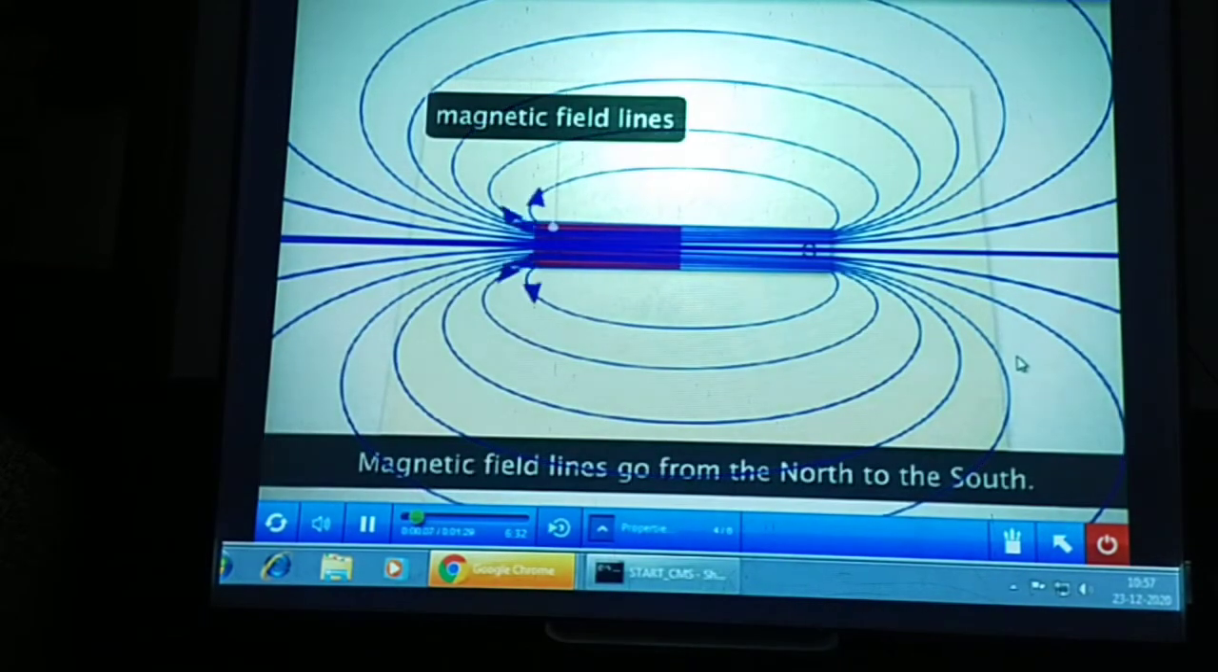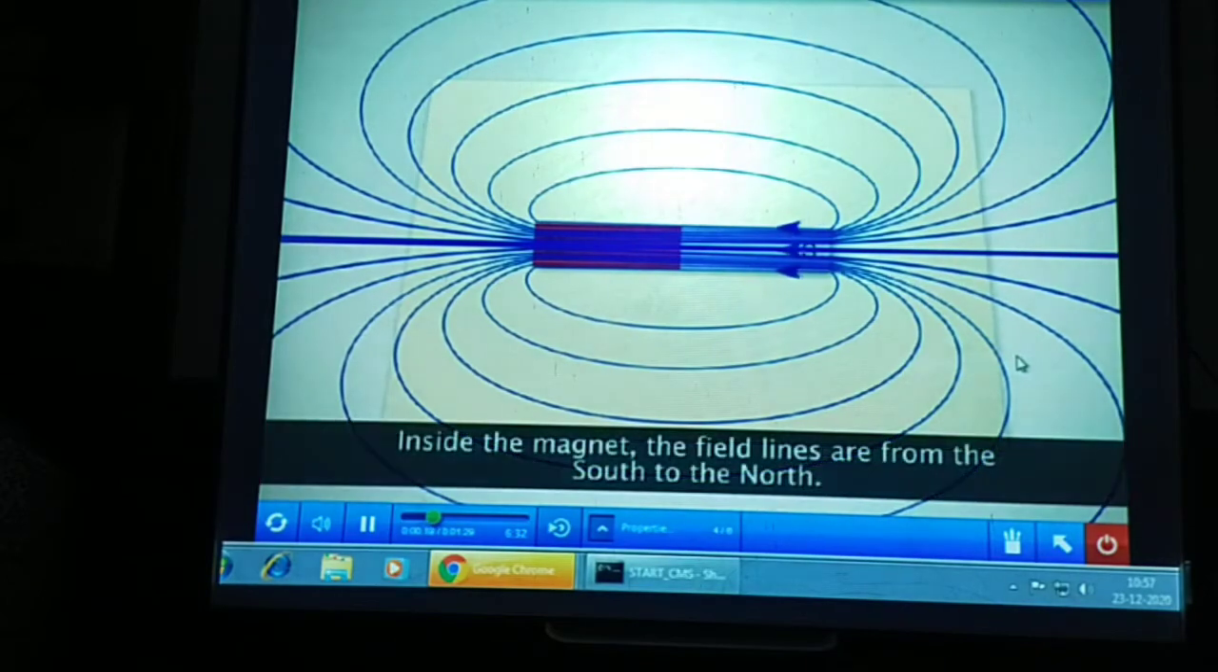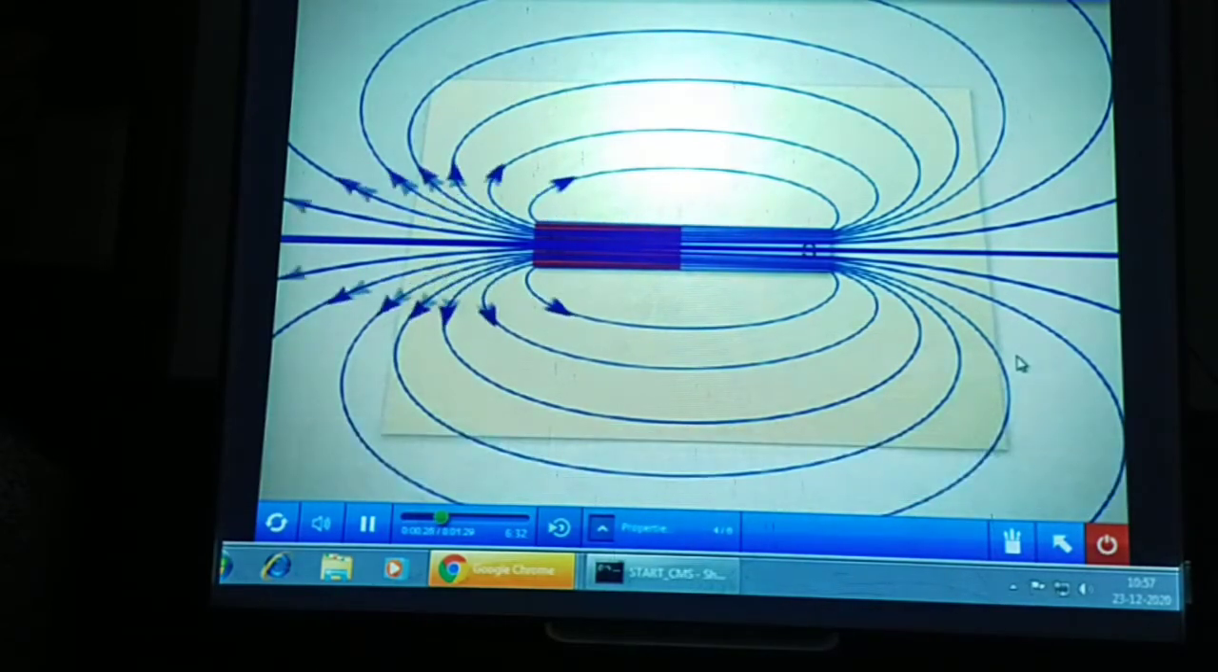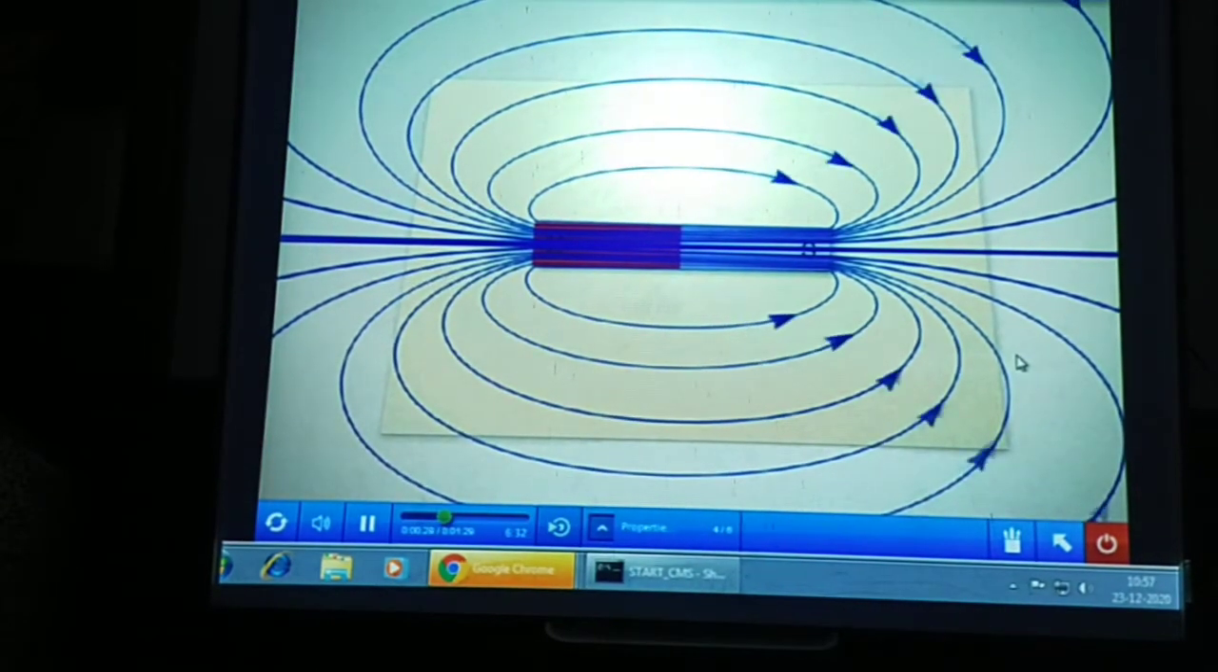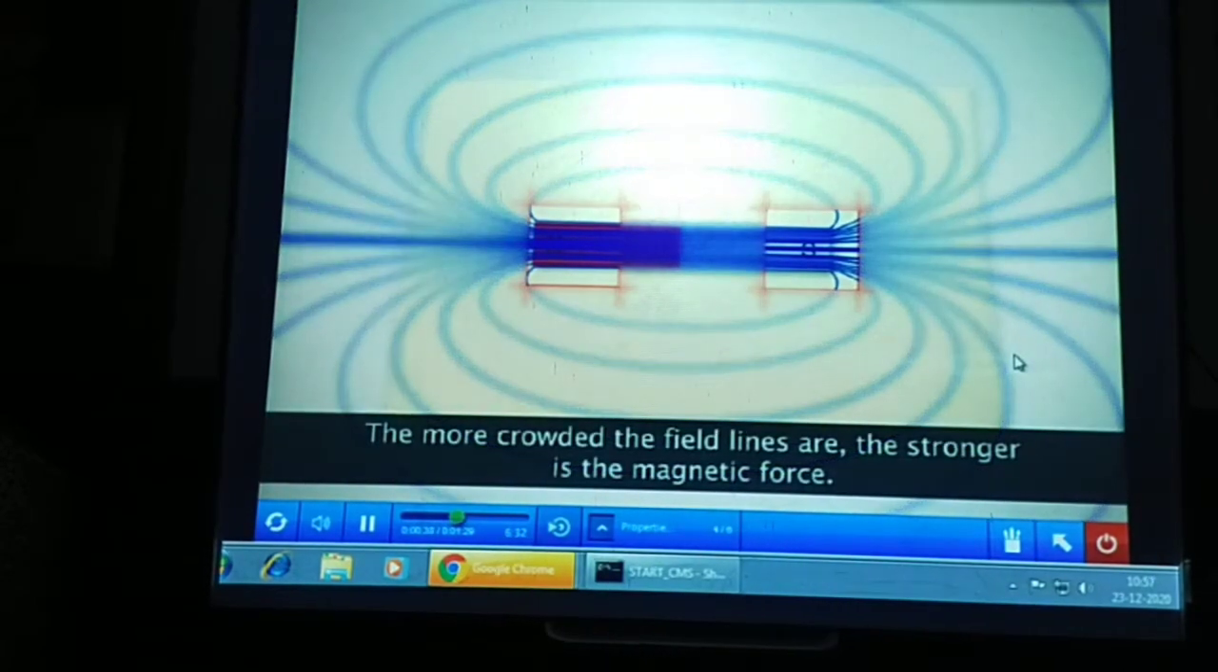Now, let us look at magnetic field lines. They emerge from the North Pole and end at the South Pole. These lines are closed lines. Inside the magnet, the direction of the field lines is from its South Pole to its North Pole. Magnetic field lines are closed curves. The relative strength of the magnetic field is more close to the magnet. The more crowded the field lines are, the stronger is the magnetic force.